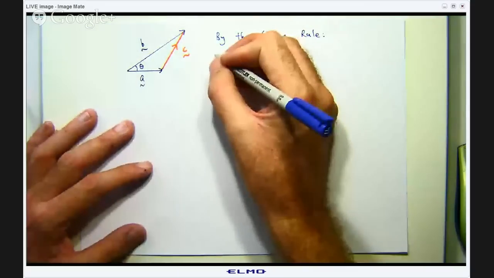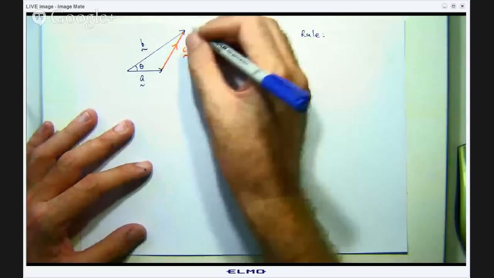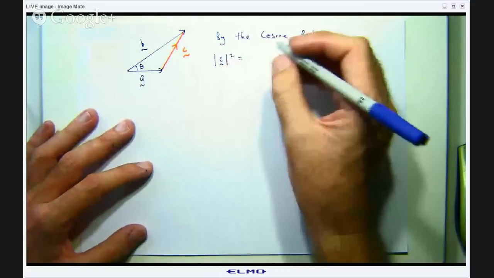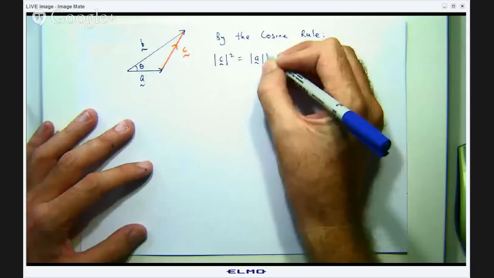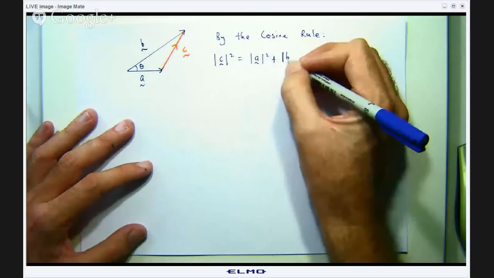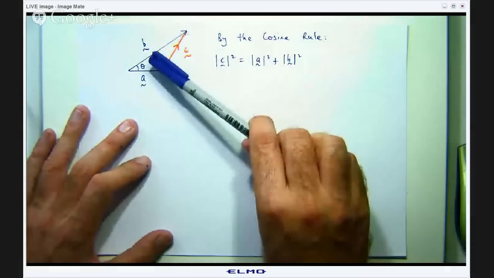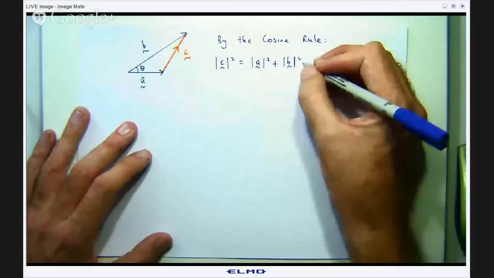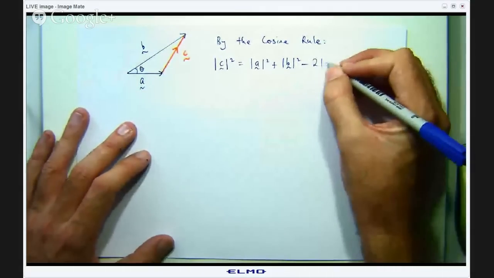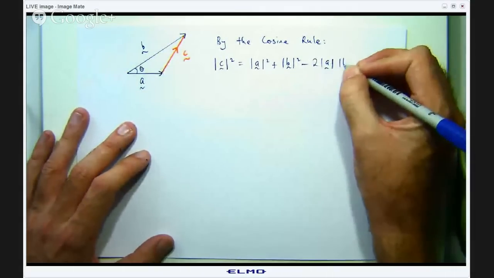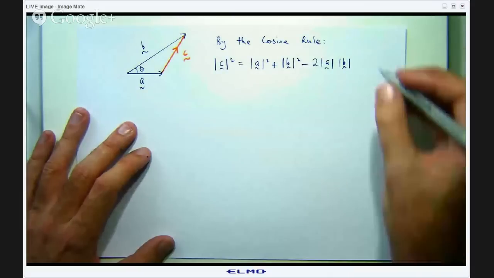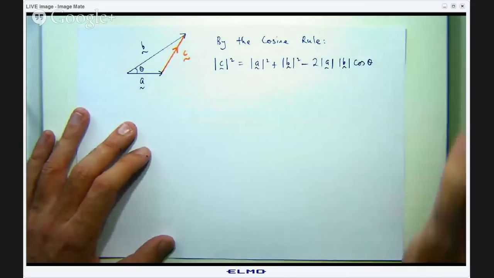Okay, the cosine rule says the following. The length of this side squared is equal to the sum of the lengths of the other two sides. So it looks like Pythagoras' theorem here, but this isn't necessarily a right-angled triangle. So this extra term takes care of the non-right-angledness, if you like.